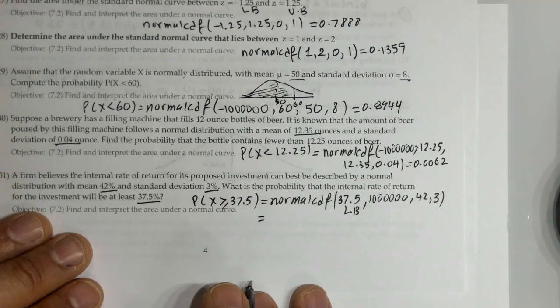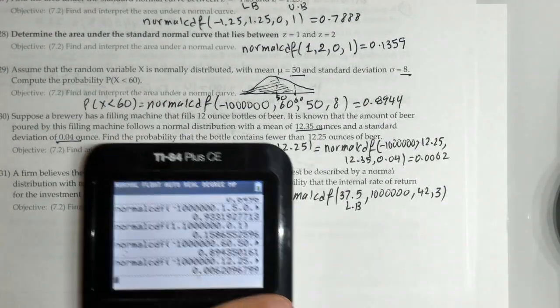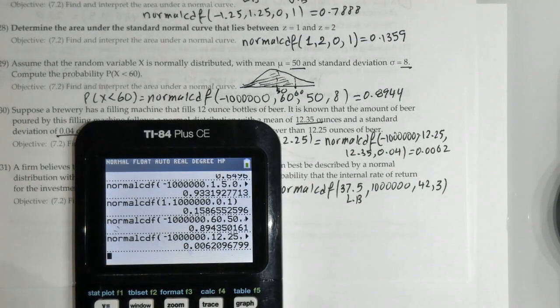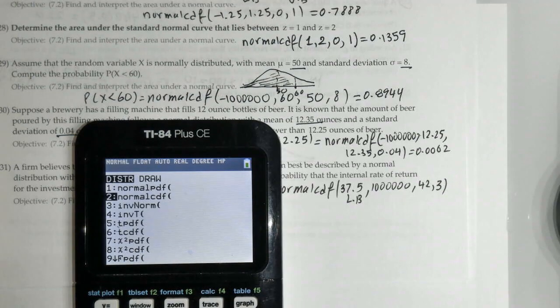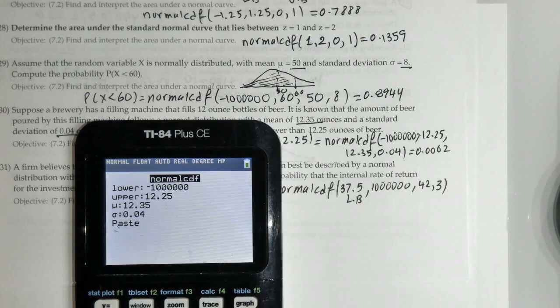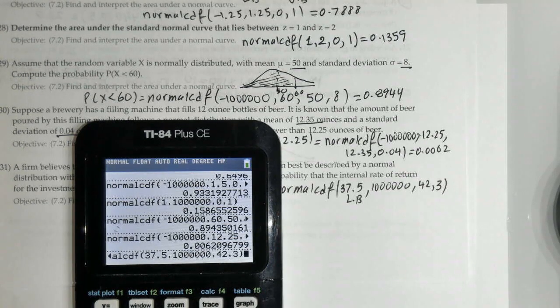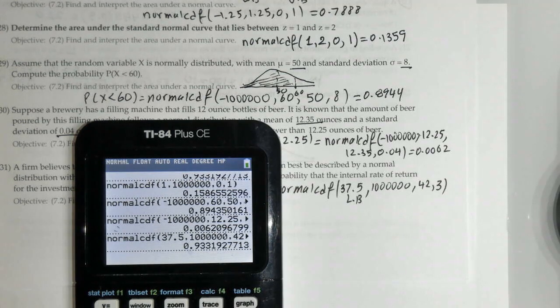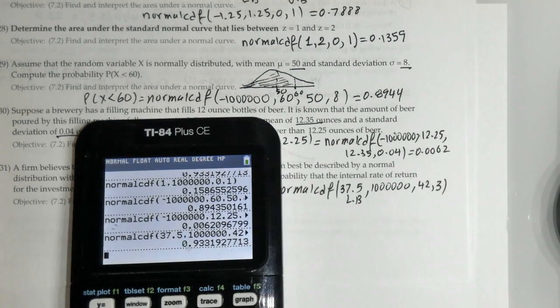Let's see what the probability will be right here. So let me just do it. Normal CDF, so I got 37.5, 1 million, 42, and then 3, paste. If you guys get normal CDF blank parentheses, you just enter those 4 values and put a comma in between if you have an older operating system on the calculator. 0.9332.